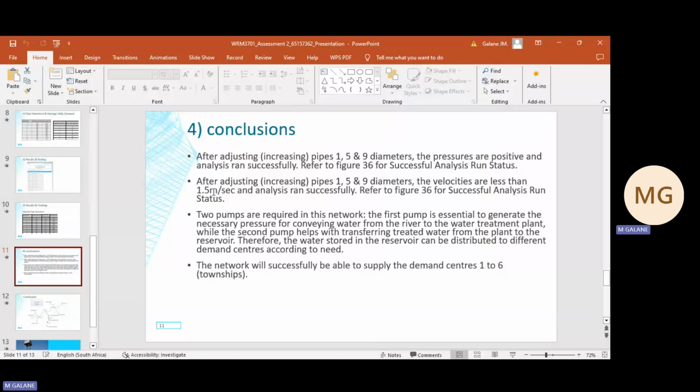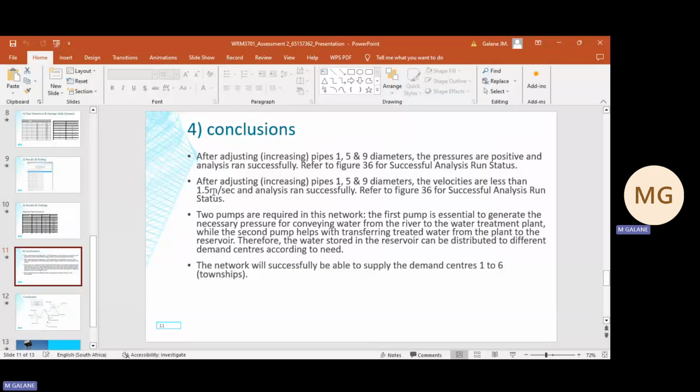So 2 pumps are required in this network. The first pump is essentially to generate the necessary pressure for conveying water from the river to the water treatment plant, while the second pump helps transfer the treated water from the plant to the reservoir. Therefore, the water stored in the reservoir can be distributed to different demand centers.